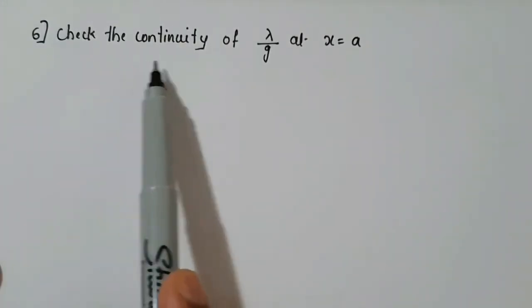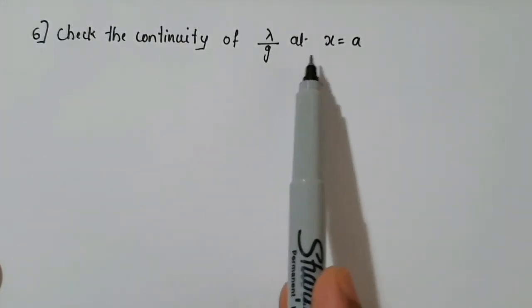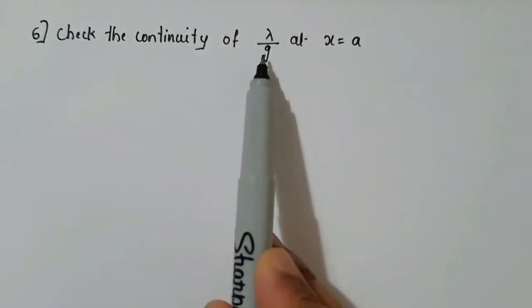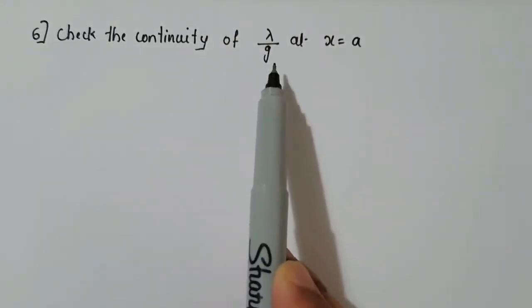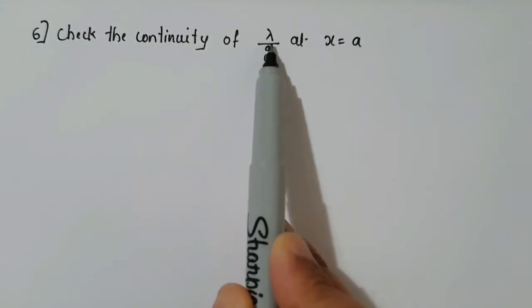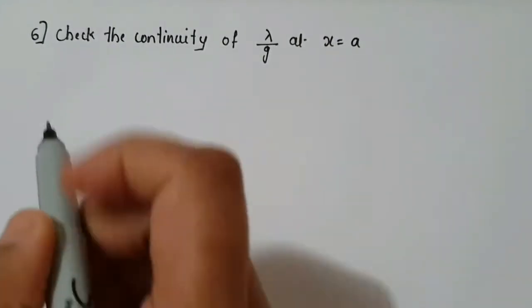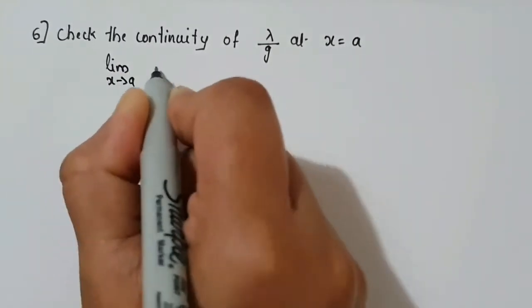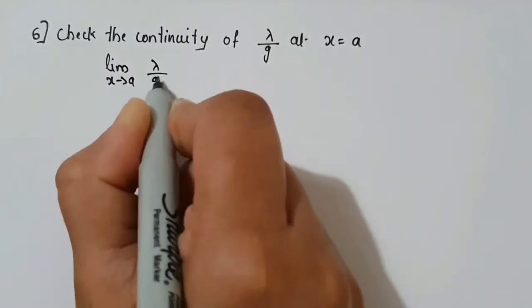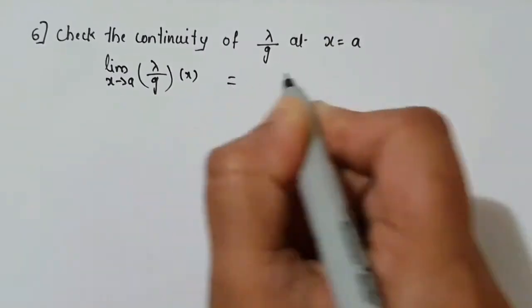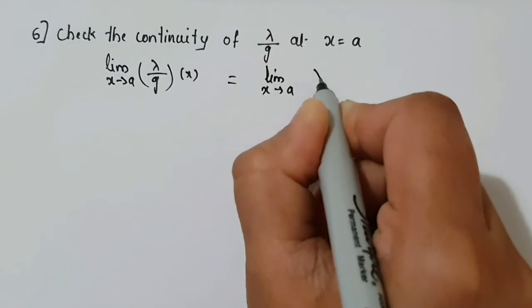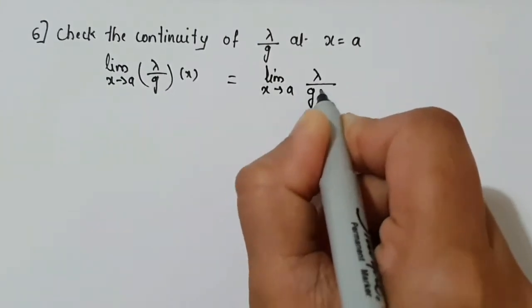Rule 6. Check the continuity of lambda by g at x is equal to a. This is a special case of Rule 4, that is quotient rule, where f of x is equal to lambda. We have limit x tends to a lambda by g of x is equal to limit x tends to a lambda by g of x.